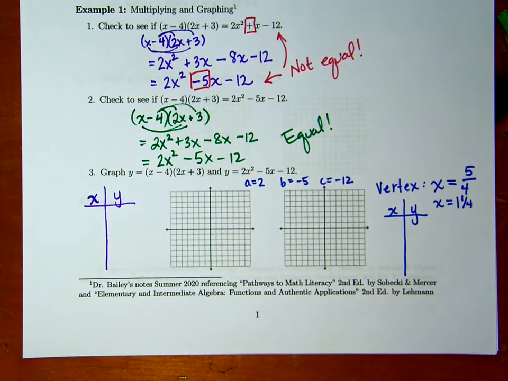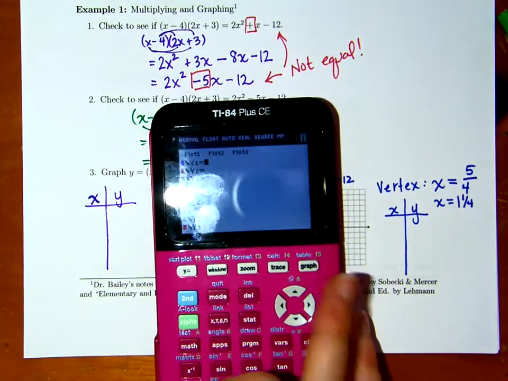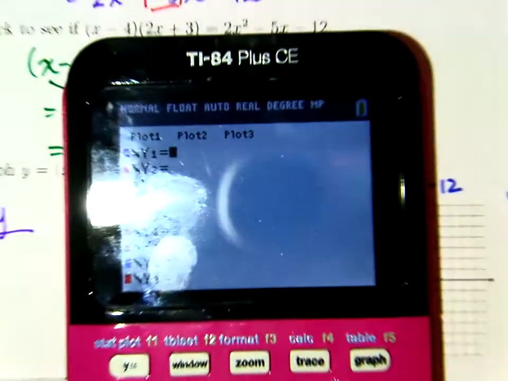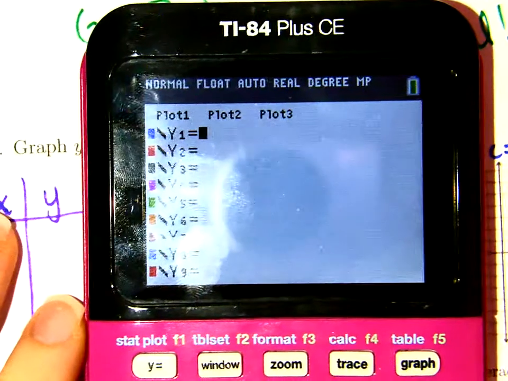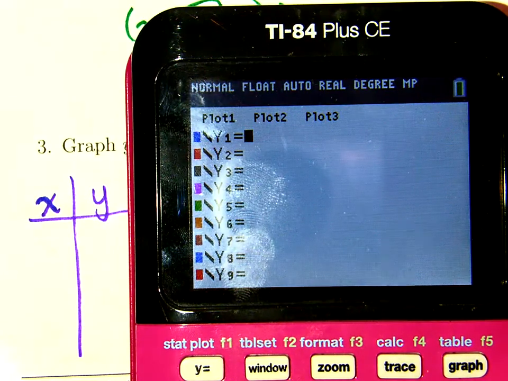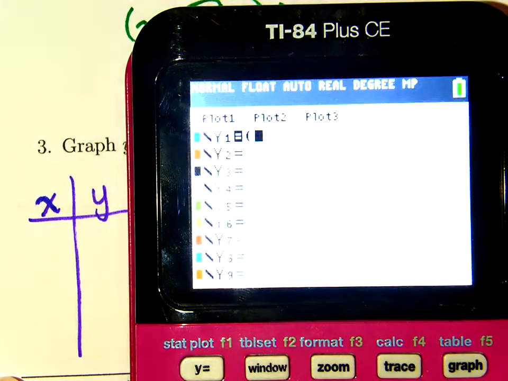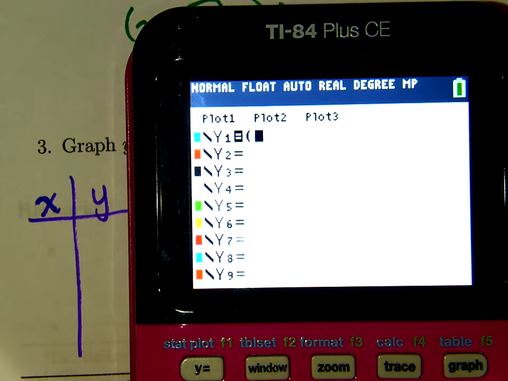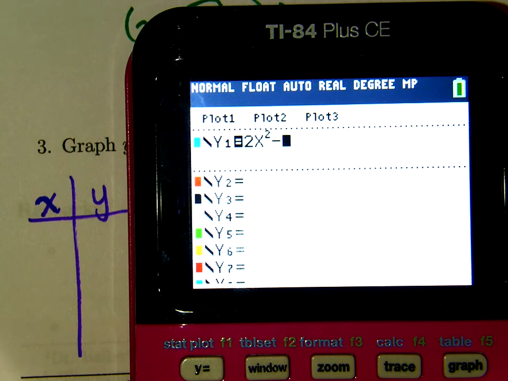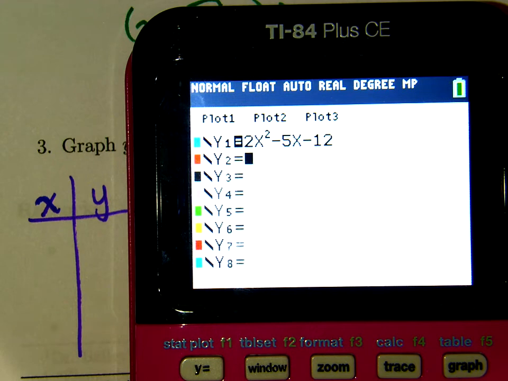I'm going to go ahead and work. Okay, there's a glare. Y equals 2x squared minus 5x minus 12. Let's graph this.